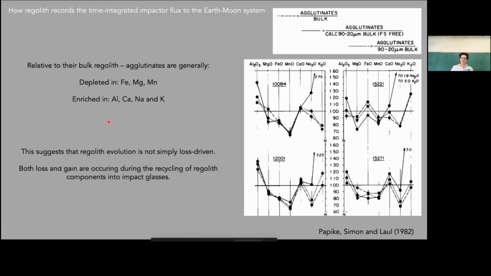And if we look at the chemistry of agglutinates relative to bulk regolith, and this is a lot of work done by people at UNM, Jim Pike and Steve Simon, for example. What we're seeing on the plots here are the chemistry of the agglutinates relative to different bulk regolith fractions. The line at 1 here will indicate when an agglutinate is the same chemistry as the bulk regolith, and the differences here relate to either enrichments or depletions in that material. And although there's a lot of variety present here, in general, we can see a depletion in iron, magnesium, manganese, and enrichment in aluminum, calcium, and alkalis as well. And what I want to convey with this is that this suggests that regolith evolution is not simply loss-driven. Both loss and gain are occurring simultaneously during the recycling of that fine fraction material into the agglutinates, and ultimately, the cycle continues.